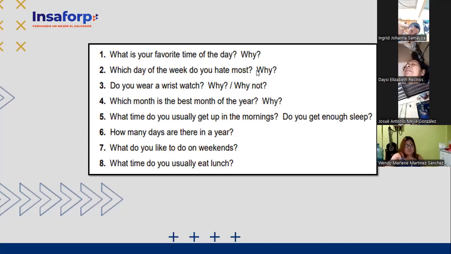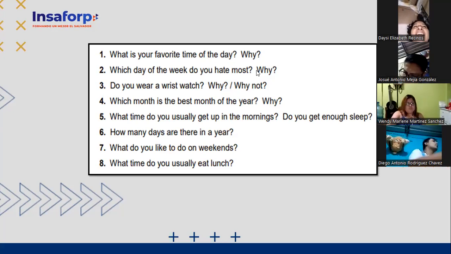Which month is the best month of the year? Why? Correct. Para usted personalmente, ¿cuál es el mejor mes del año? ¿Y por qué es el mejor mes del año? Okay, number 5. What time do you usually get up in the mornings? Do you get enough sleep? ¿A qué hora se levanta usualmente en las mañanas? ¿Duerme lo suficiente? Do you get enough sleep? ¿Duerme lo suficiente? Number 6.